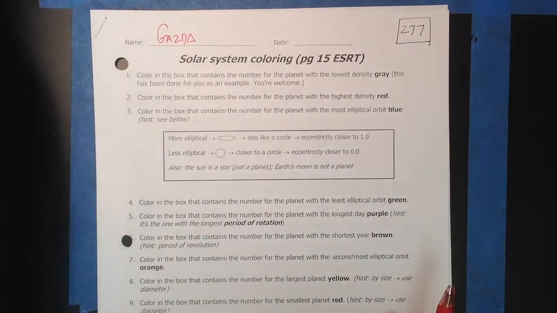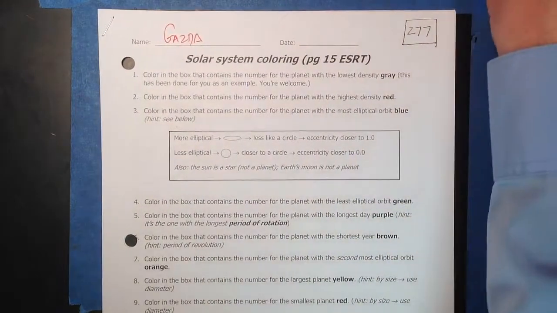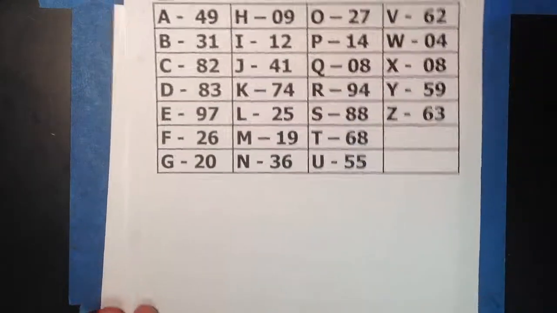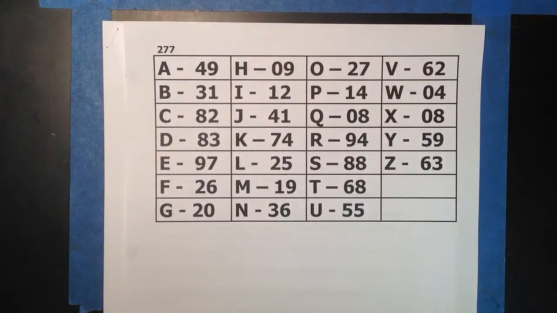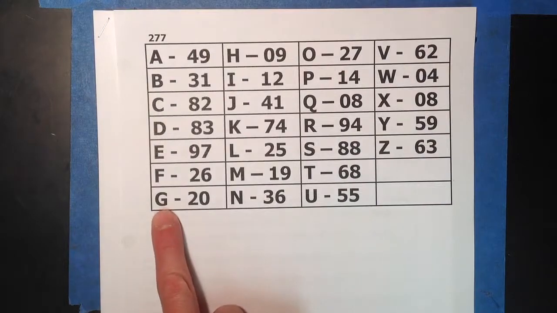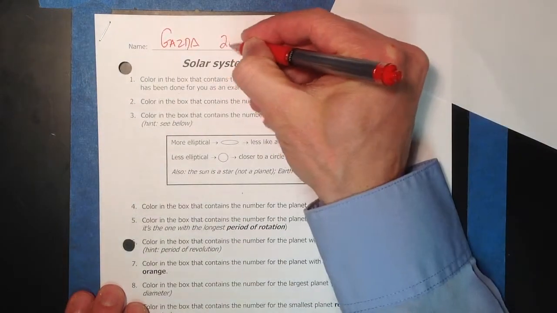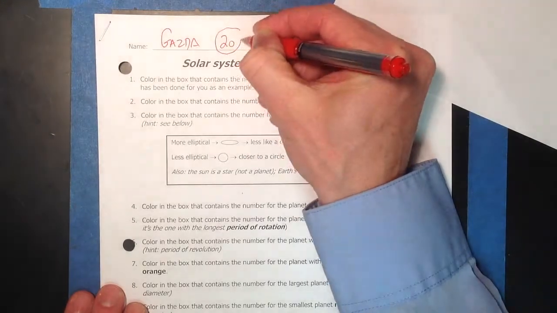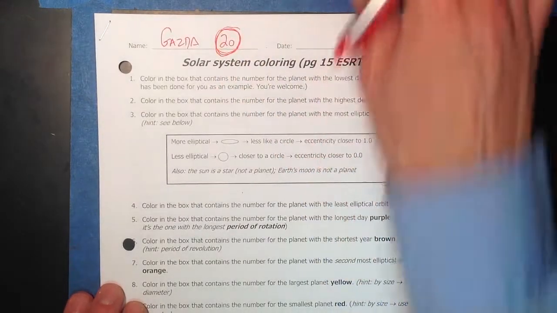Okay, here we go. First thing you want to do, let's do this right off the bat. Find the letter of your last name and copy the number next to it. My last name starts with G, 20, so I'm going to write the number 20 right here and put a circle around it, next to your name. Please do that. That's a check to make sure you're actually watching the video.